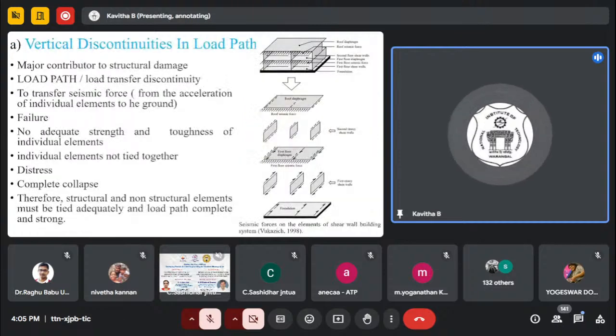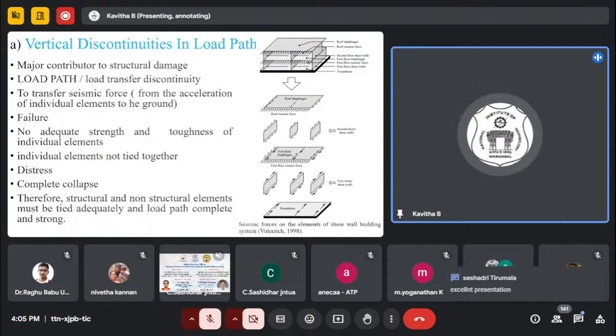Okay, so this is what I was talking about, the continuity of the load path. You can say the foundation is moved away from yourself in the front direction. If your foundation is moved away from you, the first story shear walls are going to move towards you. The second floor slab is going to move away from you. When it comes to the second story shear walls, they will come towards you like this.